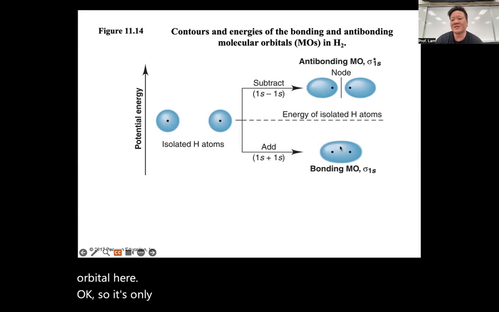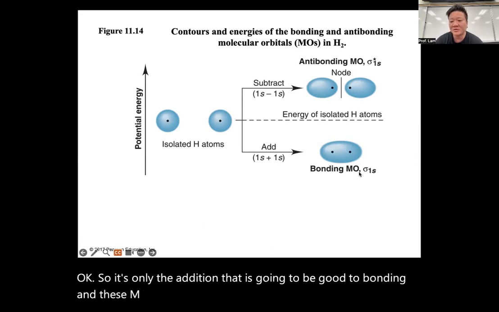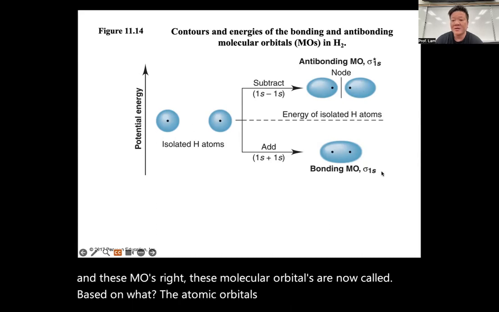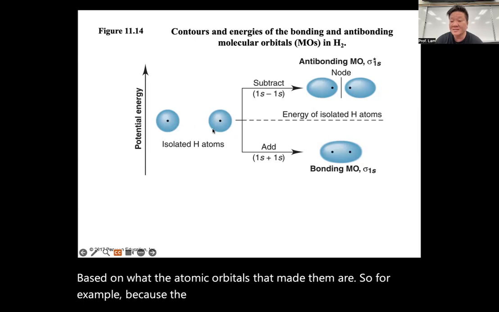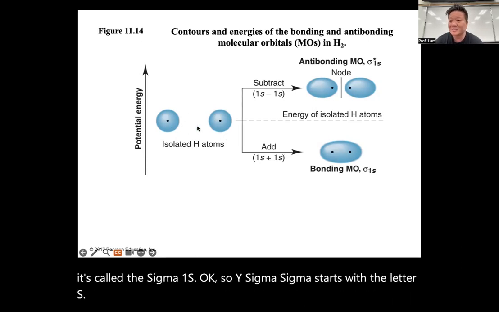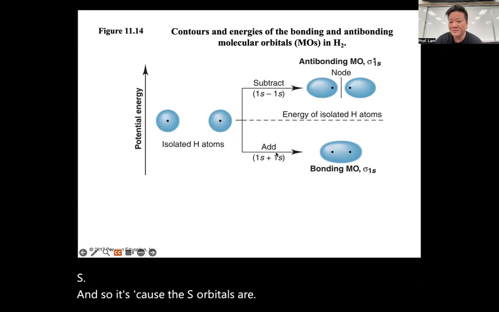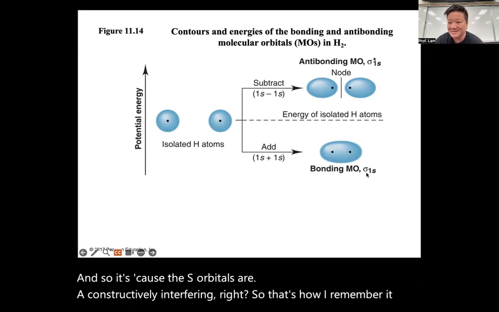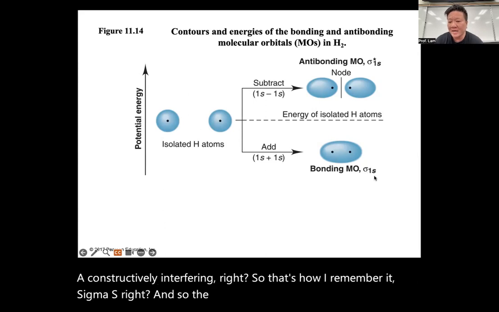So it's only the addition that is going to be good to bonding. And these MOs, these molecular orbitals, are now called based on what the atomic orbitals that made them are. So for example, because the 1s and 1s collided to make this bonding MO, it's called the sigma 1s. So why sigma? Sigma starts with the letter S, and so it's because the s orbitals are constructively interfering. So that's how I remember it. Sigma S.